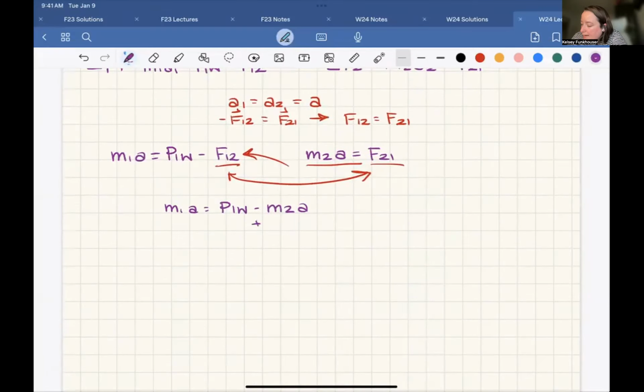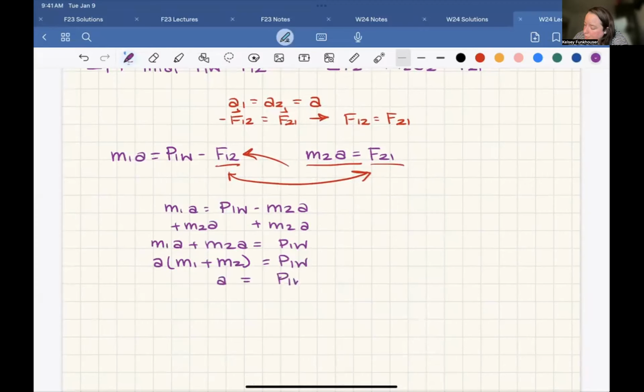So now I just add m2 acceleration to both sides. M1 acceleration plus M2 acceleration equals the pushing force. And then I like to factor out the like terms. So acceleration equals mass 1 plus mass 2. And actually you have to solve for it. But in general, I will do that a lot, just as a heads up. And then we divide mass 1 plus mass 2 on both sides. So we have pushing force divided by the masses added together. And that is our acceleration.